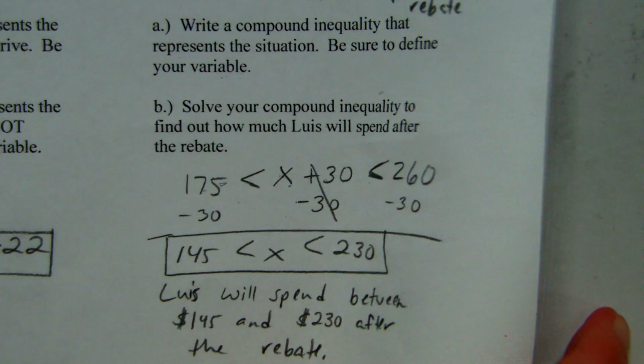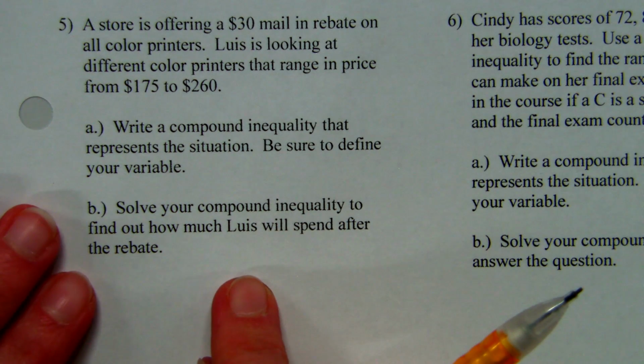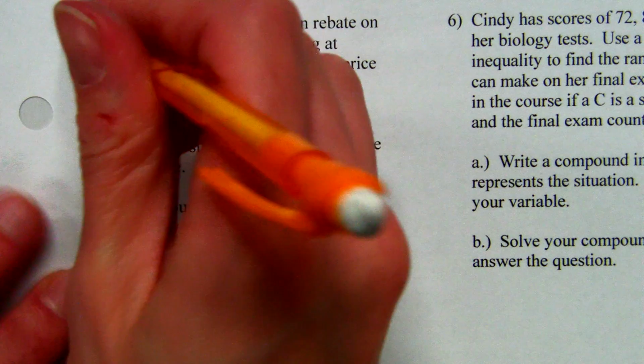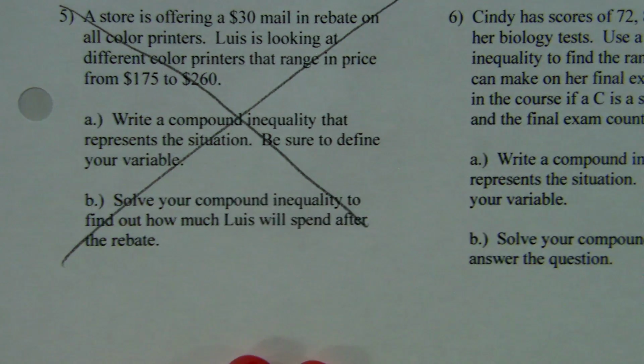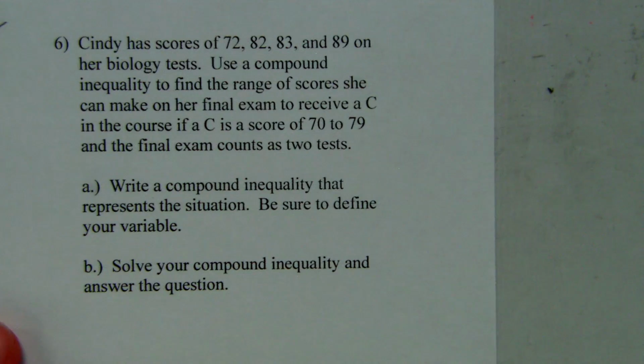Okay, on the next page, number 5 is a repeat. I don't know why that's on there again, so you can cross that off. I know you're sad that I put that on there twice. I don't know what happened.